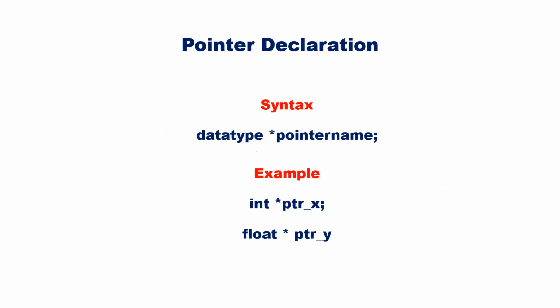So this is the syntax for declaring a pointer variable: data type star pointer name. For example, int star ptr underscore x, float star ptr underscore y. So here, what is the relevance of this data type? The memory addresses are all unsigned integers. Then why should we give the data type here? Here the data type does not mean the type of the variable content, but instead it means the data type of the variable that the pointer points to.